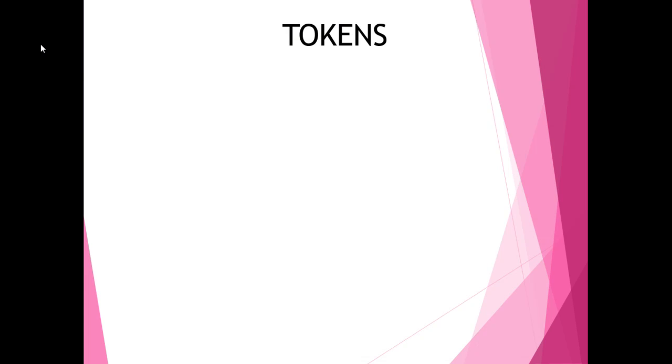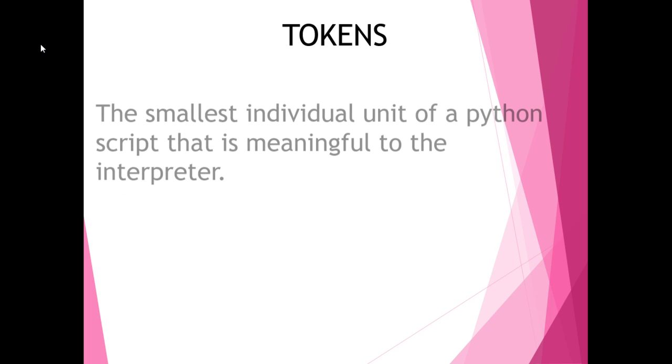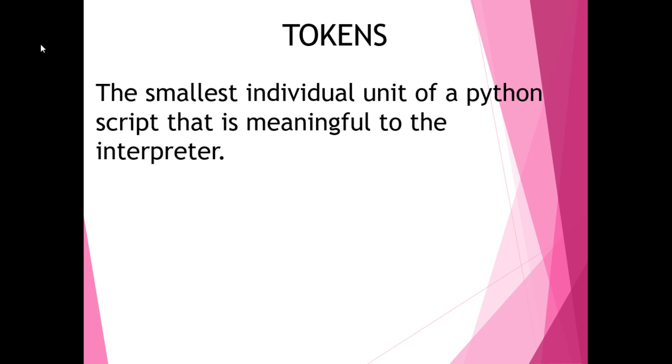The first topic we are going to learn about this language is tokens. So what is basically a token? A token means the smallest individual unit of a Python script that is meaningful to the interpreter. Whenever we write a statement in Python, the individual units in that statement are known as tokens.